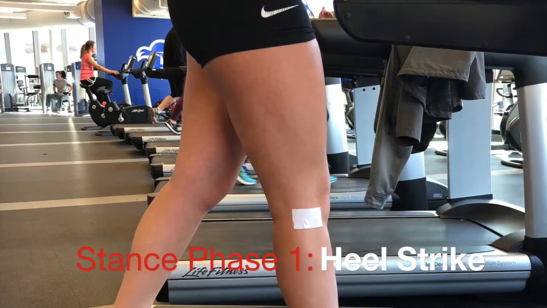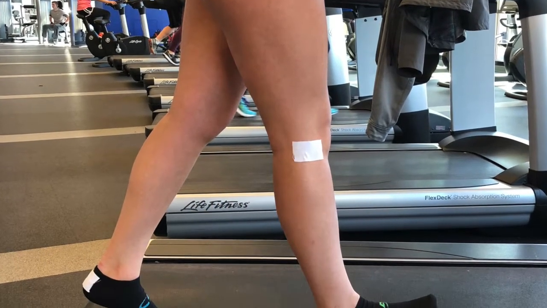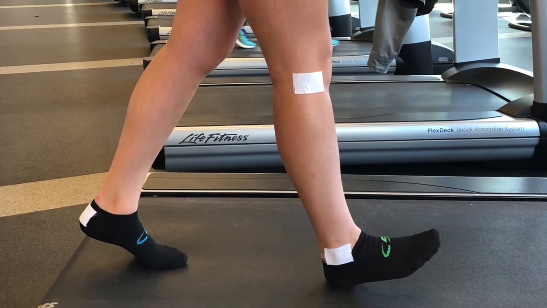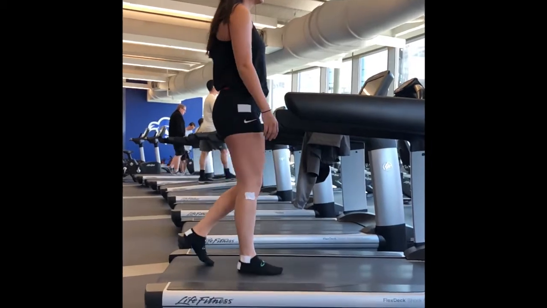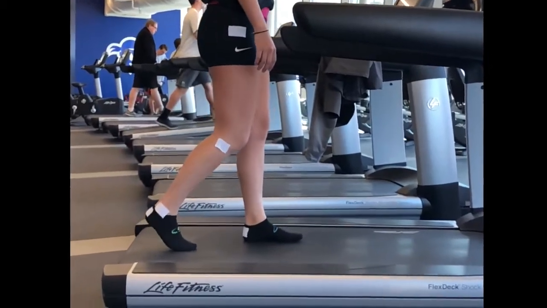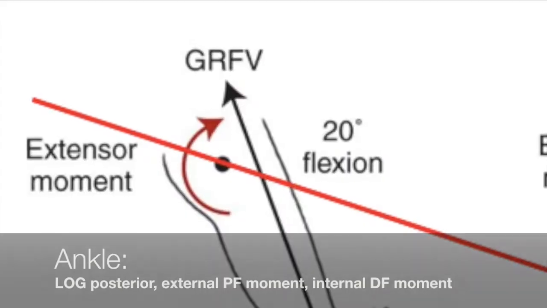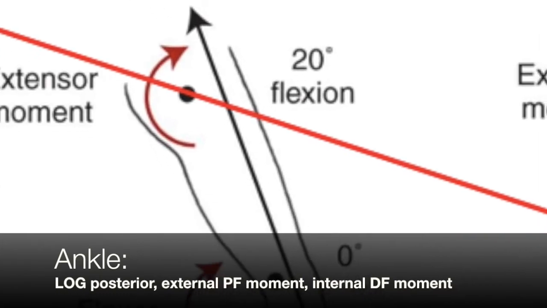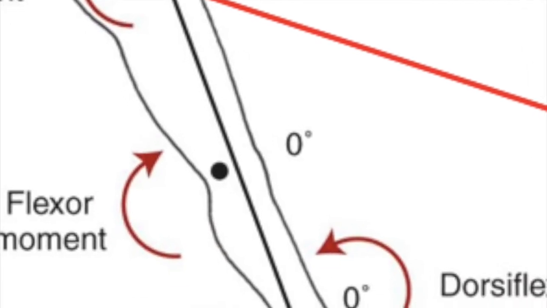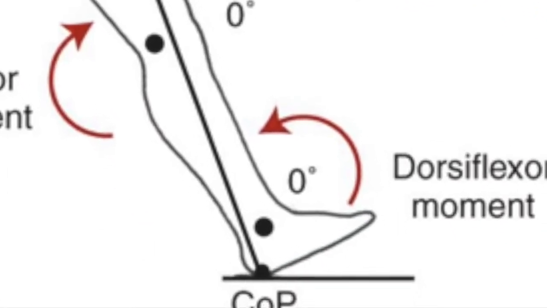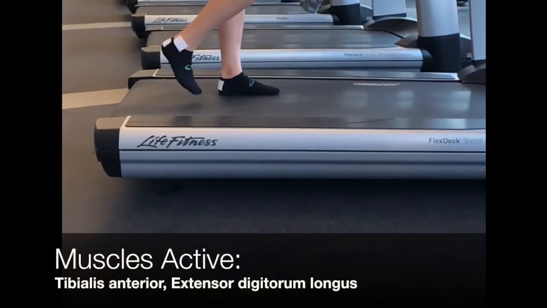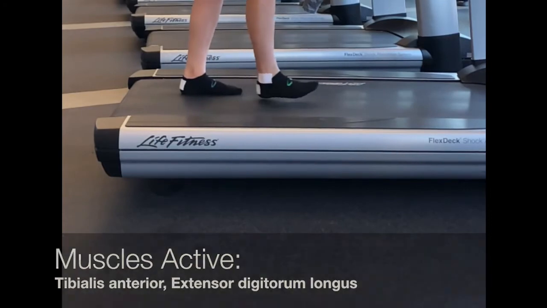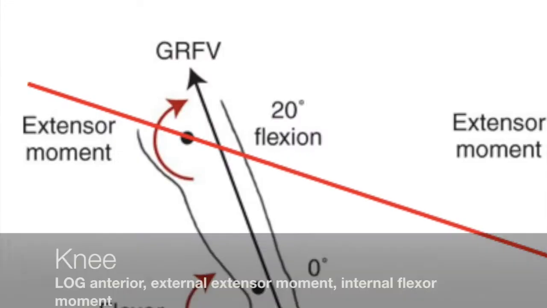Heel strike, also known as initial contact, occurs the instant the heel of the leading lower extremity makes contact with the ground. The main goal of this event is weight acceptance and positioning of the foot for loading response. The line of gravity falls posterior to the ankle, so there is an external plantar flexion moment and an internal dorsiflexion moment to counter it. The muscles active here are the tibialis anterior and the extensor digitorum longus.